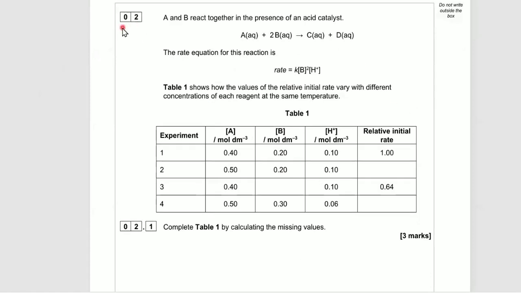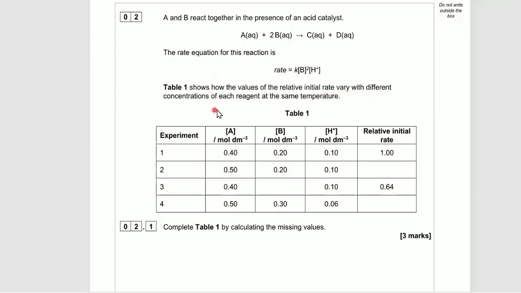Today I'm going through a chemistry A-level walkthrough for a question from the 2023 paper 2 paper. It's on the rate equation. So A and B react together in the presence of an acid catalyst: A aqueous plus 2B aqueous goes to C aqueous plus D aqueous. The rate equation for the reaction is rate equals k, B to the power of 2, hydrogen ion concentration.